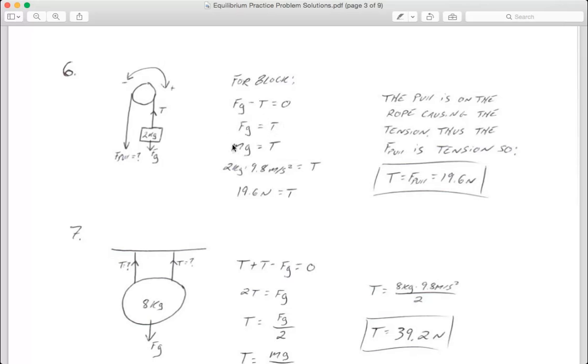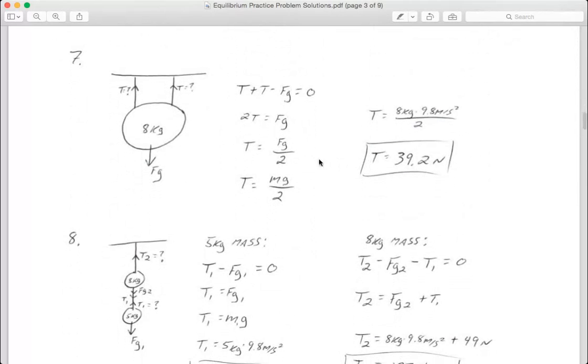Force of gravity, I know, is mass times g, which is 9.8, and it's still going to equal tension. So my mass is 2, my g is 9.8 meters per second squared. That equals the tension. Plug into my calculator, and I get 19.6 newtons. The pull is on the rope, causing the tension. So the force of pull is the exact same as tension. You're pulling on a rope, so the tension is how hard you're pulling. So you pull 19.6 newtons.